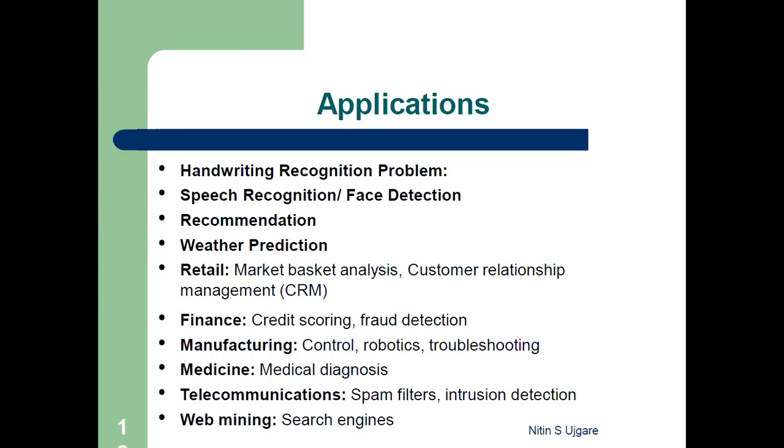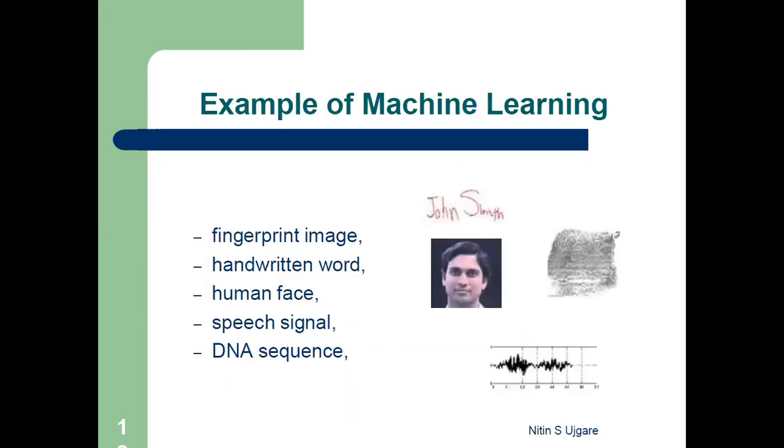And finally, web mining is one of the major applications of machine learning, where the best example of web mining is the search engine. So now we'll try to see the examples of these applications. I will show you in this slide. This shows the fingerprint image. This is handwritten characters, detecting a handwritten character, detecting a fingerprint, detecting the human face, then recognizing the speech signals, and so on and so forth.